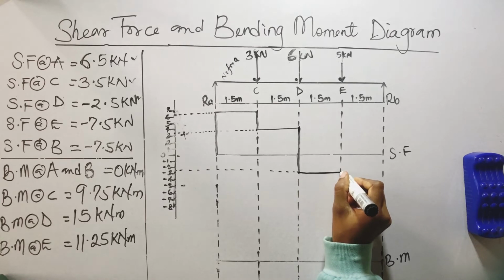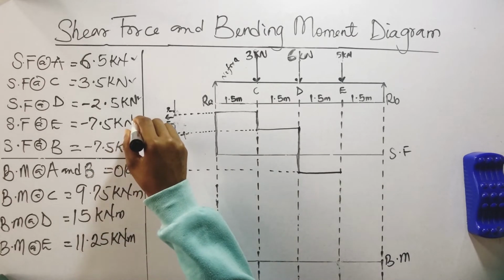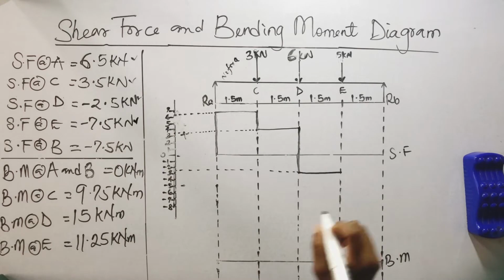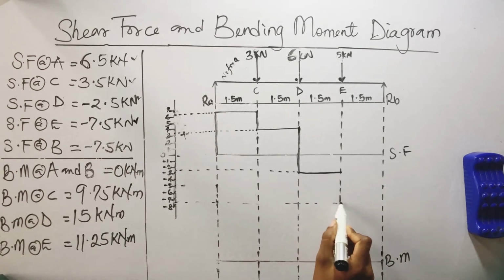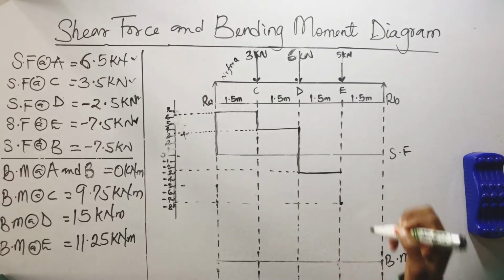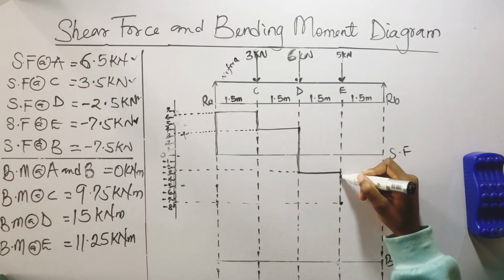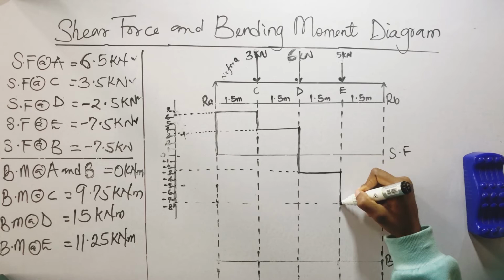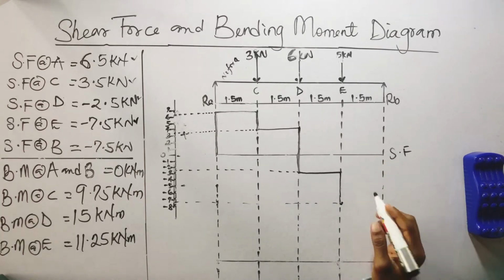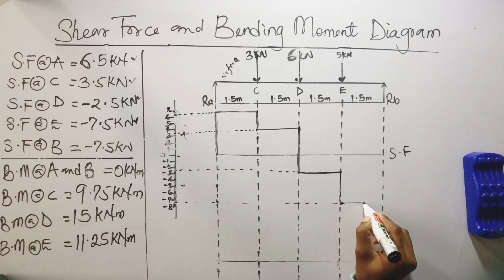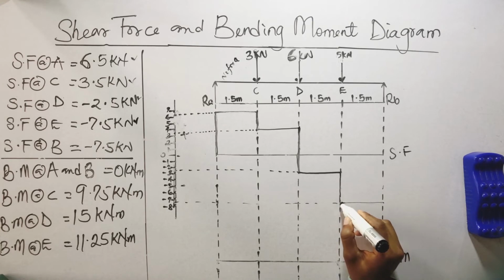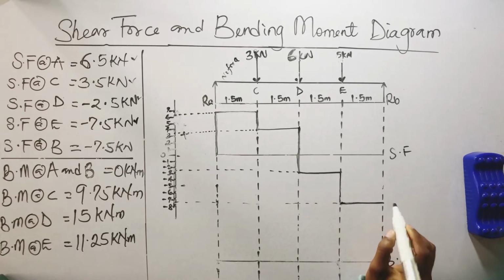And then the value for shear force at E is minus 7.5 kilonewton. So I'm going to do the same, mark minus 7.5 kilonewton at point E. I'm going to draw this line. I'm going to connect the lines, so something like this, and then it stays the same until it acts at another point, and then I'm going to draw a horizontal line till the end.